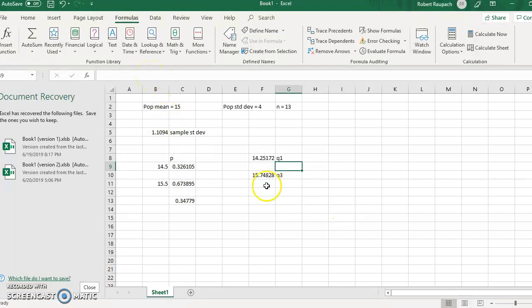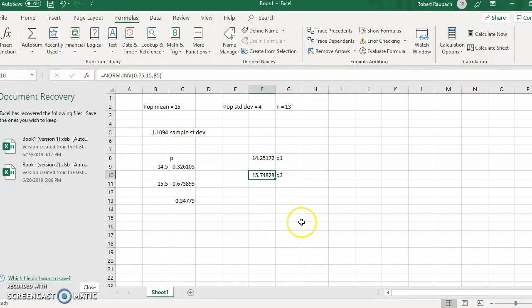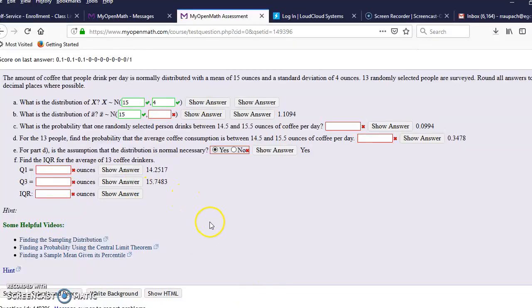So Q1 and Q3. Now I just say this one minus this one. So to 4 decimal places, this should be 14.2517. Am I right? 14.2517, I am right. Okay, and this one should be 15.78, no, 15.7483. Let's see if I'm right. 15.7483, correct. Now for this one, all you do is subtract this minus this. I'll let you guys do that.